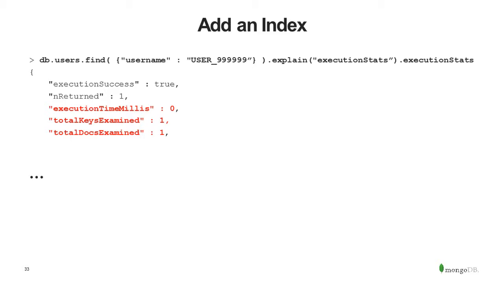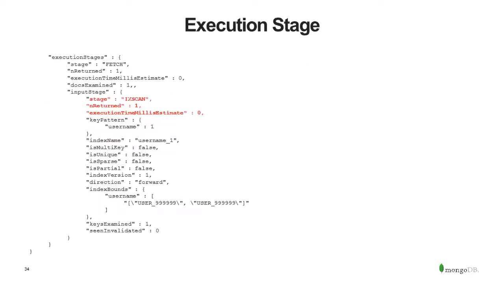So now that we've created the index, let's look up this user again, user 9999999, which is quite near the end of the session. So let's do explain and show execution stats again. Immediately we see execution time millis has dropped to 0. This has effectively become so fast we can't measure it anymore. And look, we only examined one key and one document. So surprise, surprise, it was virtually instantaneous, and this is the power of an index.